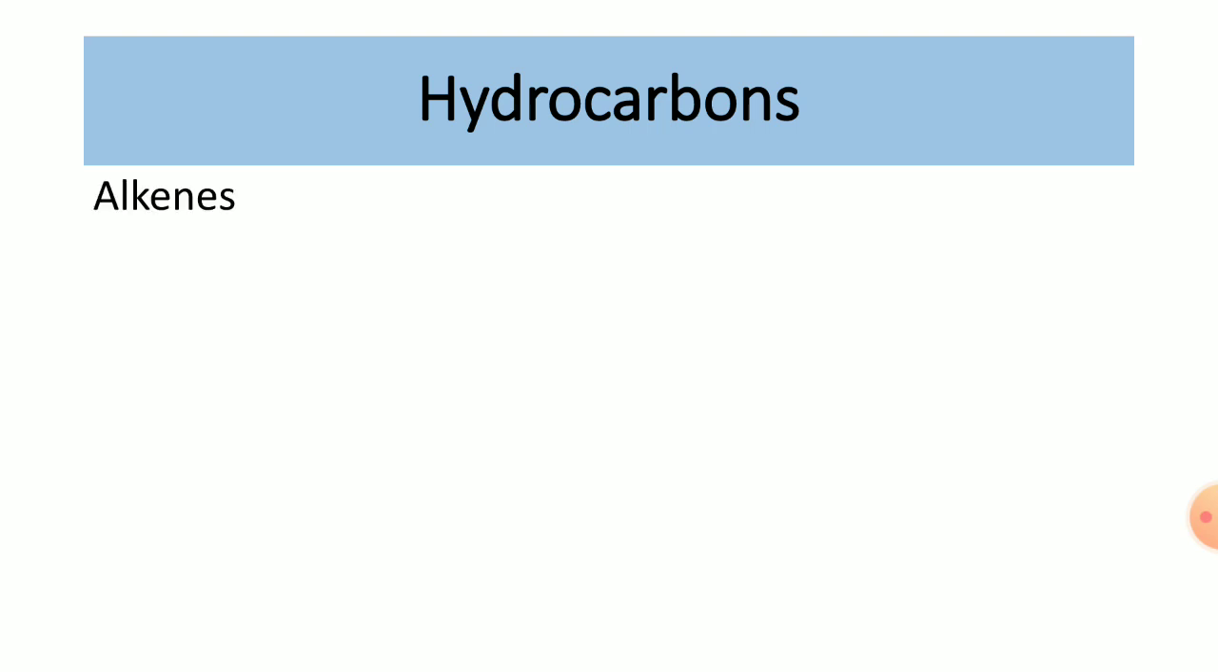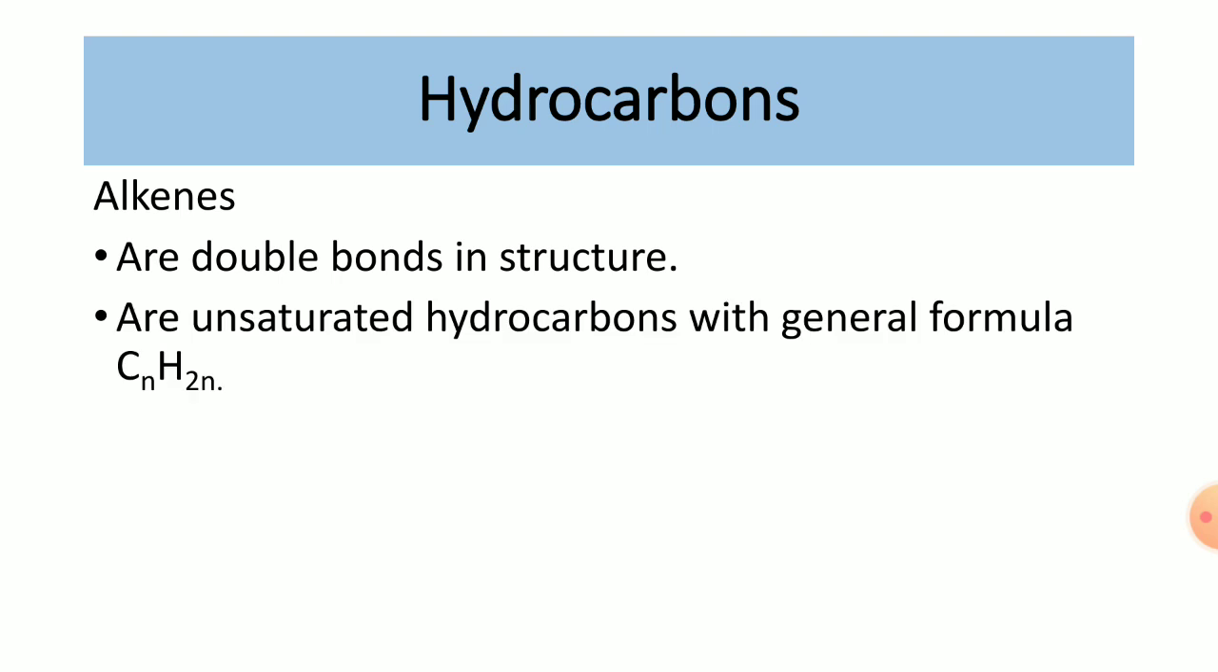So another hydrocarbons is the alkenes. Alkenes are double bonds in structure. Alkenes are also unsaturated hydrocarbons with general formula C sub n H sub 2 times n. Again, n is the number of carbon atoms. For example, if we have an alkene with 5 carbon atoms, that is C sub 5 H sub 2 times 5. So that will give us C sub 5 H sub 10.